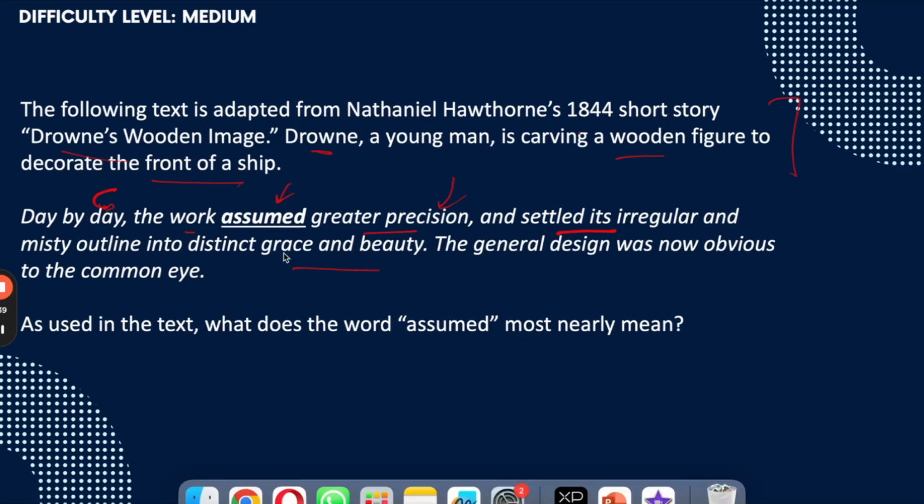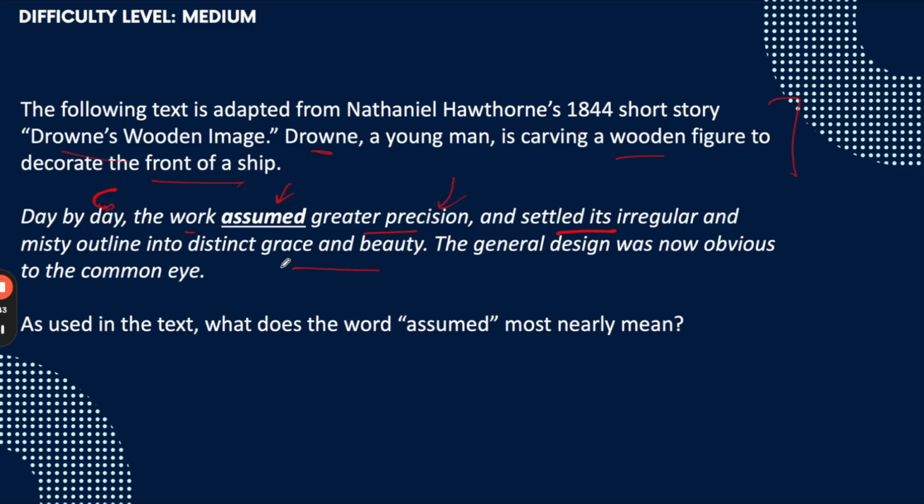Now what's happening? Let's focus on the keywords over here. The mention of day by day the work assumed greater precision, settled its irregular and misty outline into distinct grace and beauty, and that it was obvious to the common eye. What are these phrases trying to tell us? It's trying to tell us that the wooden carving slowly gained a more precise and graceful form over time, becoming more clearly defined and more clearly visible for that reason.